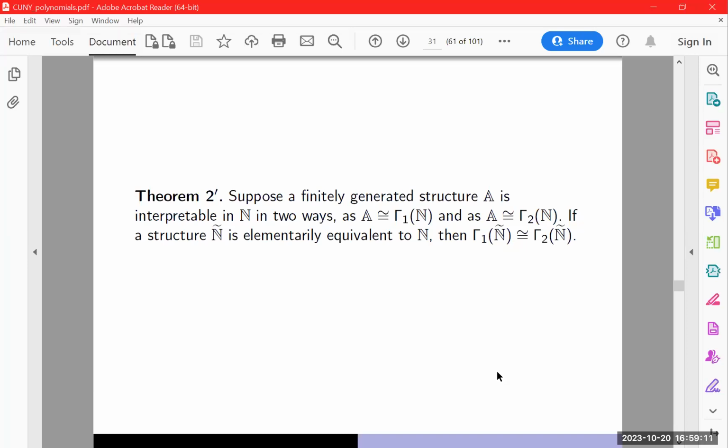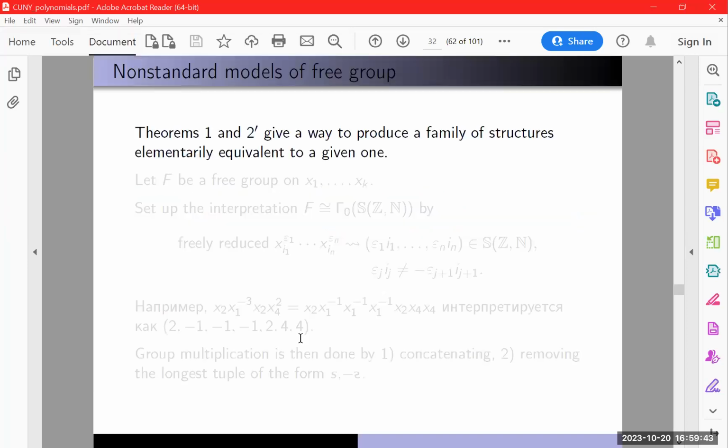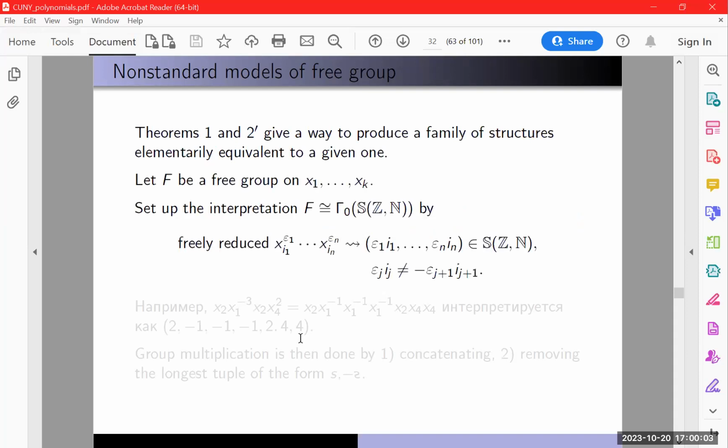But nevertheless, we still have well-definedness, because over N you can just enumerate everything. So if you have something that's interpreted, not necessarily invertibly, in N in two ways, gamma 1 and gamma 2, then the result that you get when you use N tilde instead of N is the same for both, just because you can enumerate all your elements. So now, if you take some interpretation of the free group in natural numbers, which I'll describe in a moment, we can produce a family of structures that are elementarily equivalent to F. So now let's pick one interpretation and see what we get out of it.